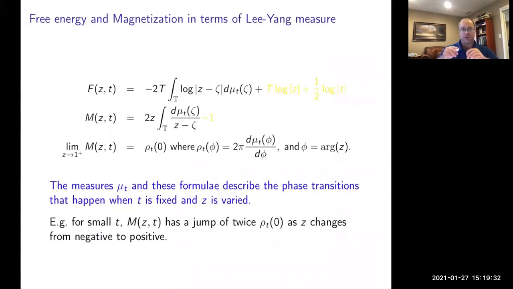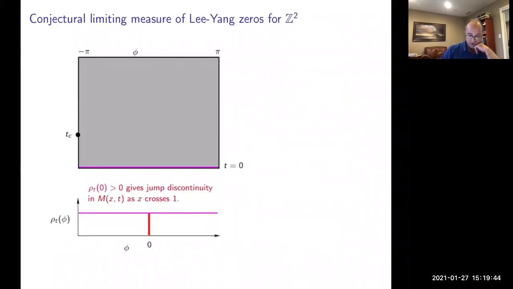And for example, there's this jump that I showed you at the very beginning of the slides. That's exactly related to the density of the limiting measure at angle 0. So this is a funny slide. There's a conjectural description of what the limiting measure of Lee-Yang zeros should be for the Z2 lattice, and I want to describe it to you.